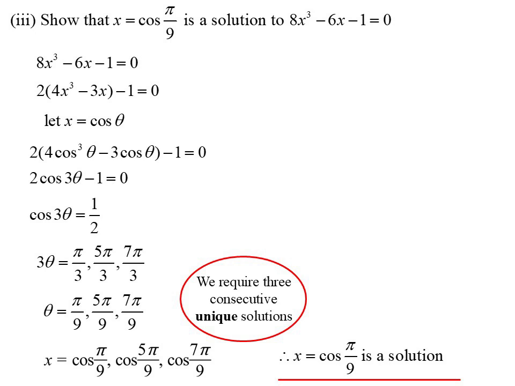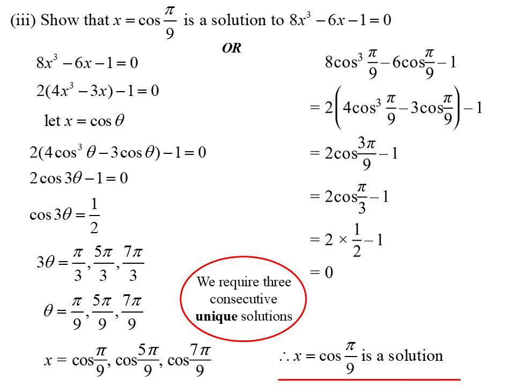That's one way you could do it. The other way, because it is a 'show that', I could just substitute into the equation. And if I substitute into the equation, I'll get 8 cos cubed minus 6 cos. Again, I do that partial factorization, and there's the pattern of cos 3 theta. So the parentheses becomes cos 3 pi on 9. Well, 3 pi on 9, that's the same as pi on 3. That's one of our exact values. Cos of pi on 3 is a half. It does equal 0. So yes, it is a solution.